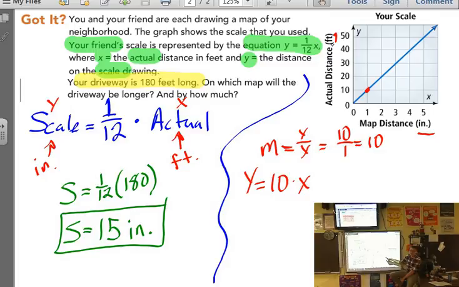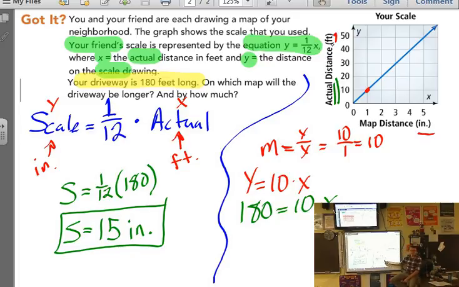Your drawing, though, which, the X or the Y, which was the actual distance? Lily? So I'm looking for X or Y. Which axis? The Y, right? So since the Y is my actual, here my 180 has to plug in for the Y. This is where people will try to make a mistake. They'll try to plug the 180 in for X again. It's not the X value, it's the Y value.